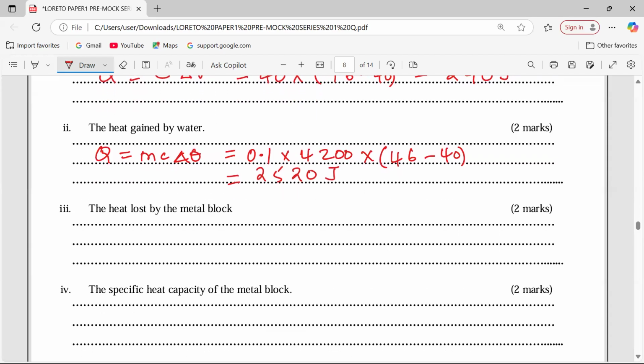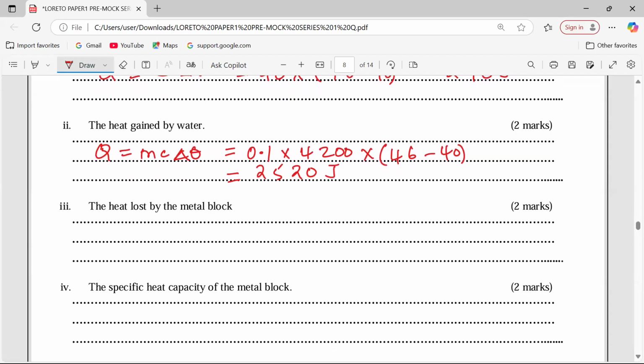Look at part 3, the heat lost by the metal block. The heat lost by the metal block. This one we can answer in 2 different ways.